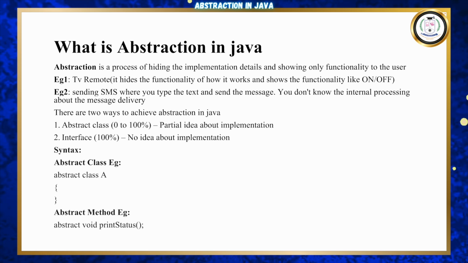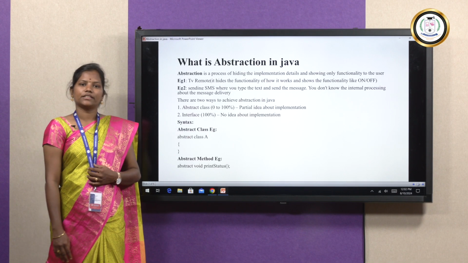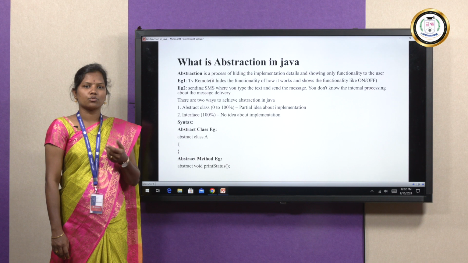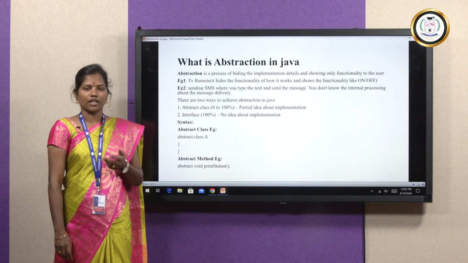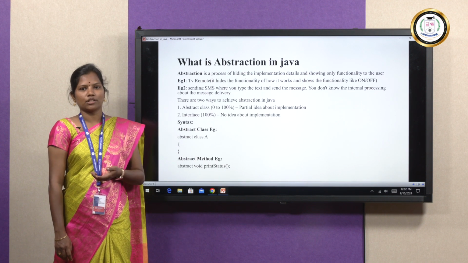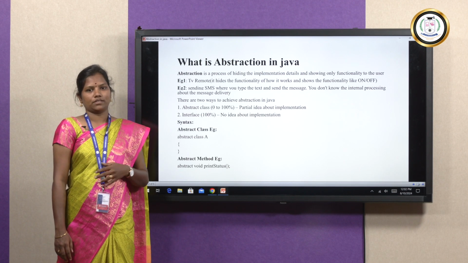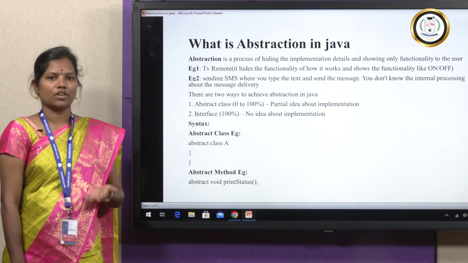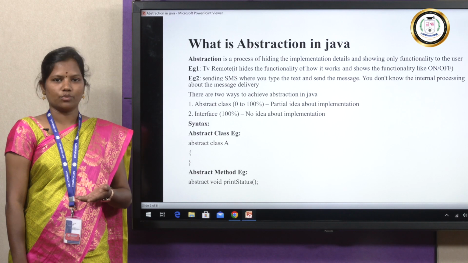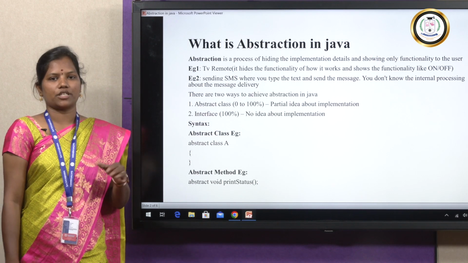First example is a TV remote. We can switch on, switch off the TV, and we can increase or decrease the volume. But we don't know how it internally works. We can only see the functionality of the TV remote, so it hides all the implementation details.